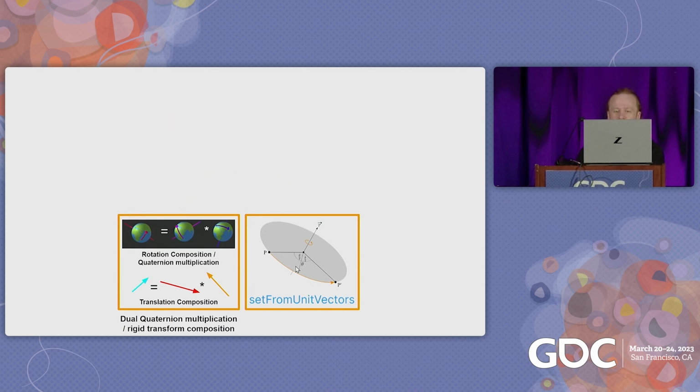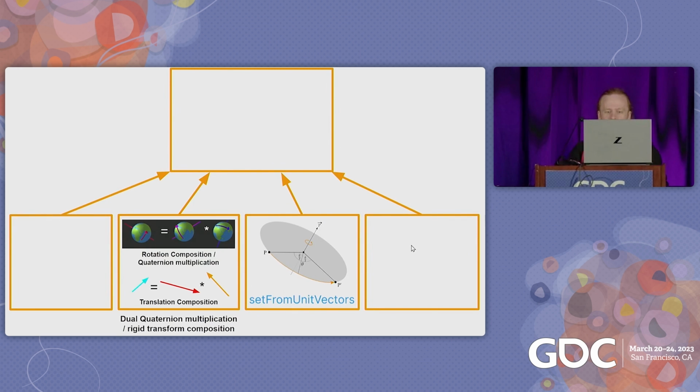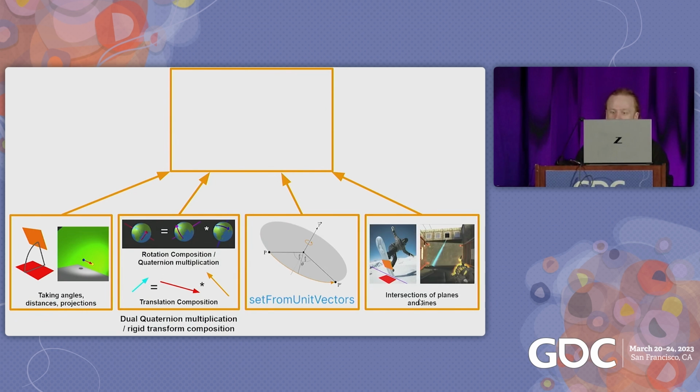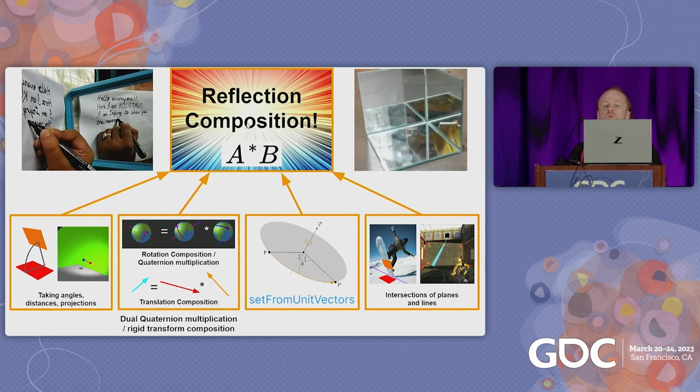It's because I wanted to leave it for this talk, because it turns out that there's a way of unifying this and this one. You can even unify them with other things that you want. So taking angles and distances and projections of, let's say, the distance from a point to a plane, or the projection of a point onto a plane, or taking the angle between a line and a plane. And it also unifies it all with intersection of planes and lines. What is this magical thing up here which could do all of these things together? It's one function, and it is called reflection composition.